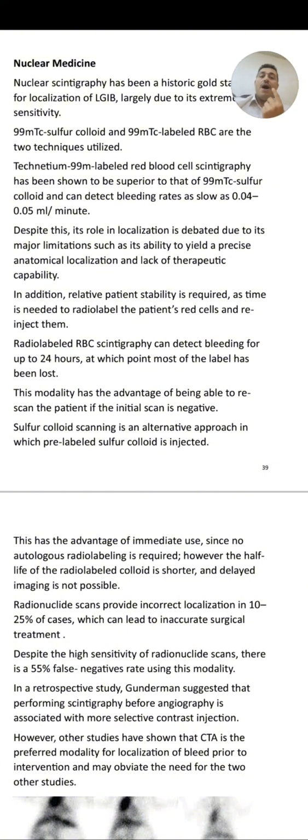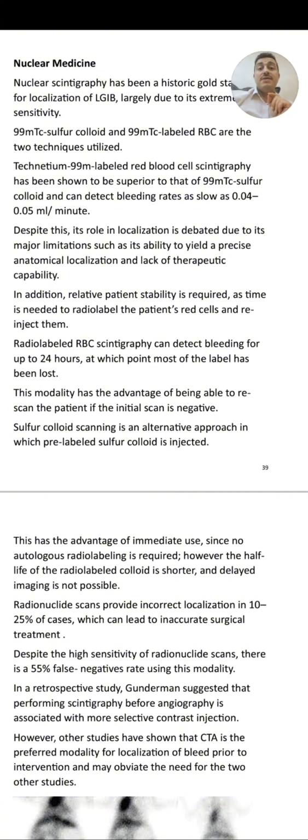The difference between the RBC tagged and sulfur colloid: for RBC tagged, we take RBCs from the patient, we add our nuclear material, which will give us the image, and we re-inject this blood into the patient. To be fully excreted from the body, it takes about 24 hours, 1 day. So this gives it the advantage that rescanning of the patient is possible, especially if the initial imaging is negative. Also, the patient needs to be stable. We are going to scan the patient for about 24 hours.